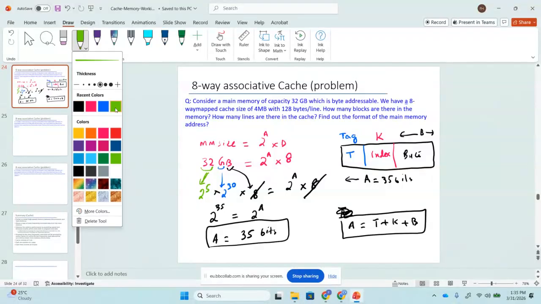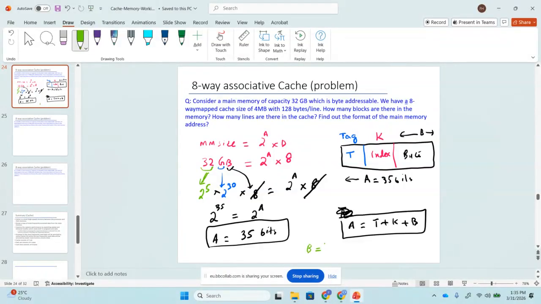Now please remember, we need to compute B. B is actually log 2 of the block size. If we look here, what is my block size? 128. Yes, 128. So this is log 2 of 2 to the power 7. And what is now B here? 7. So now how many bits will be required for B? Any question?